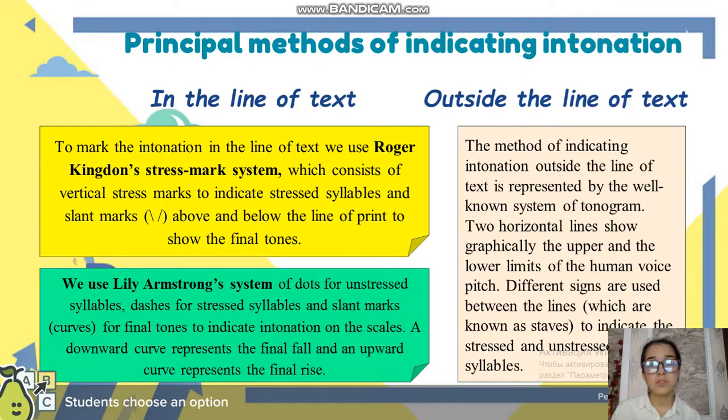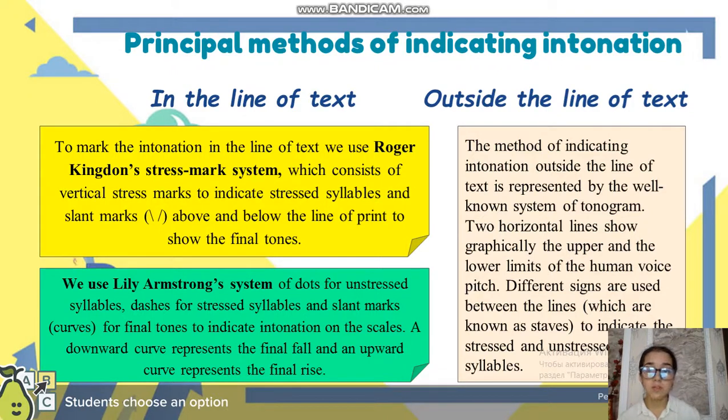So let's talk about the principal methods of indicating intonation. There are two main principal methods: in the line of the text and outside the line of the text to indicate the intonation. So let's talk about in the line of the text. To mark intonation in the line of the text, we use Kingdon's stress mark system, which consists of vertical stress marks to indicate stressed syllables and the slant marks above and below. And the Armstrong system also.